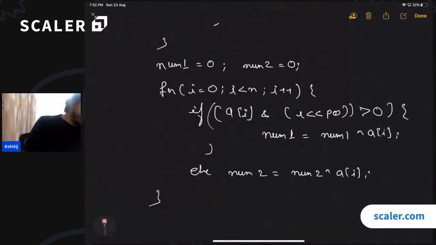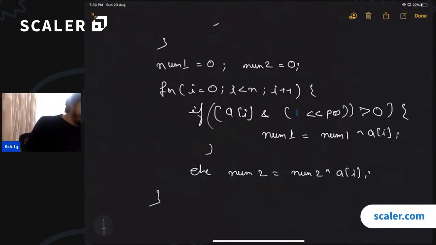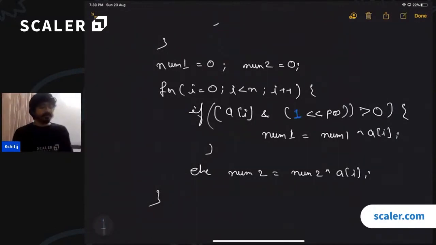Ankur, thanks for correcting. This is not I, this has to be one, one left shifted by position. Thanks for that. Right, because we are just checking whether the bit in this position is a set bit or not.